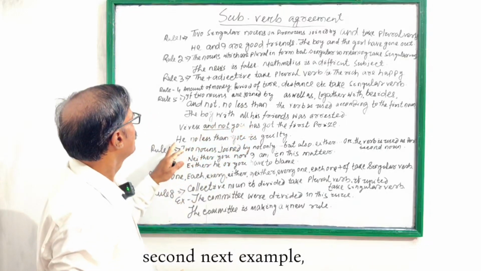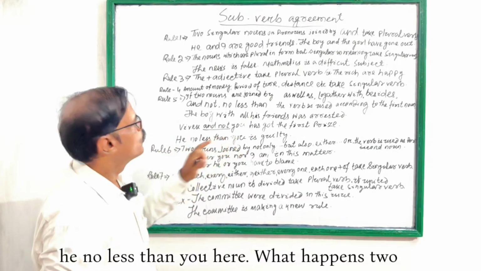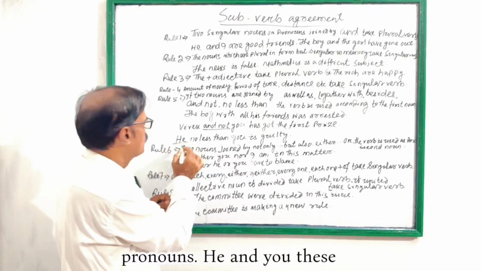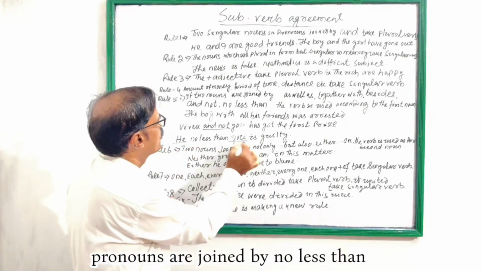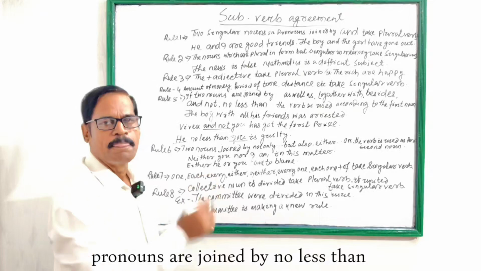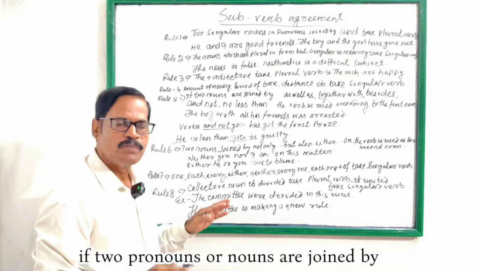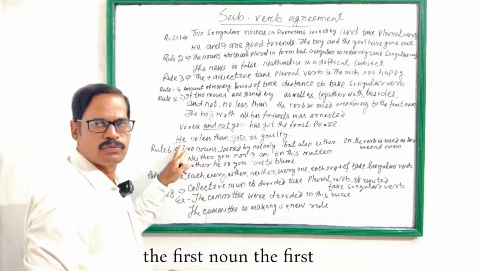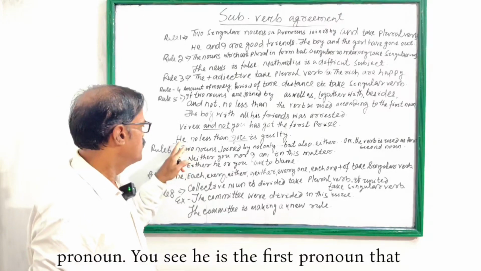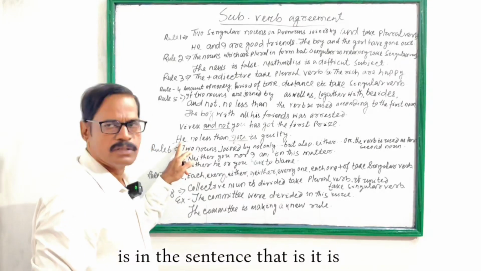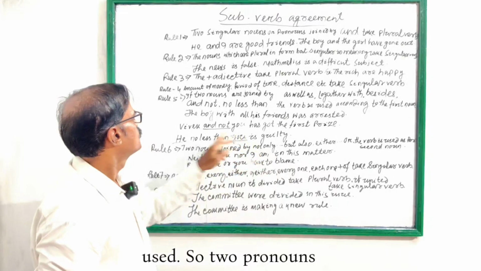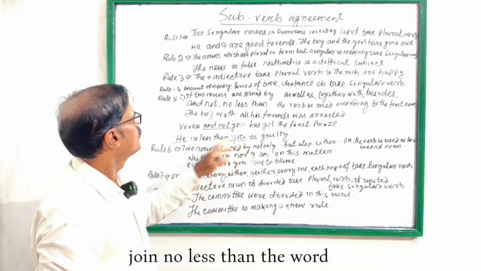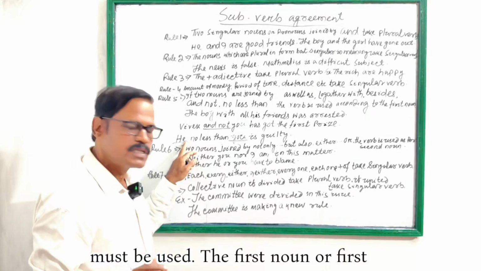Come to the next example. He, no less than you, is. Here two pronouns are there, he and you. These pronouns are joined by 'no less than'. If two pronouns or nouns are joined by 'no less than', the verb must be used according to the first noun or first pronoun. Here 'he' is the first pronoun in the sentence, that is why 'is' is used. So when two pronouns are joined by 'no less than', the verb must be used according to the first pronoun or first noun.